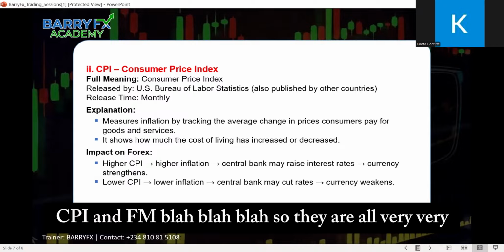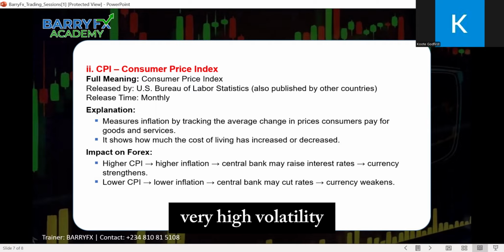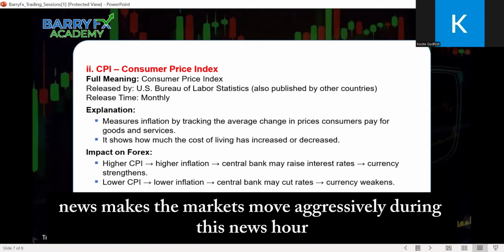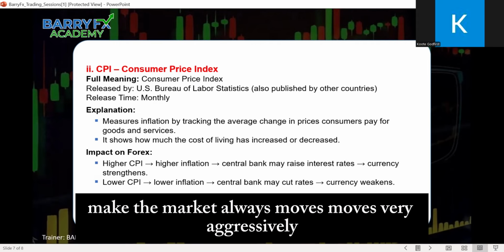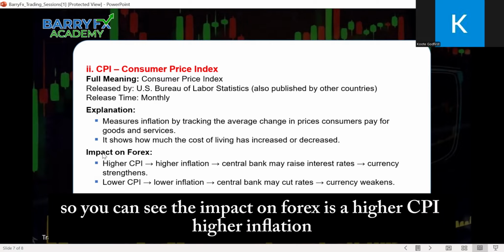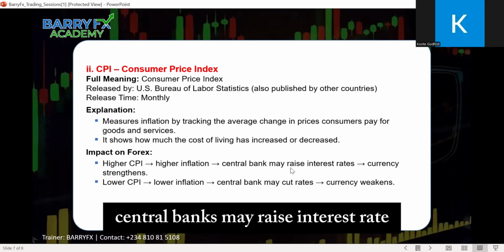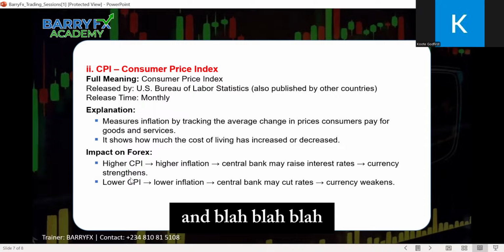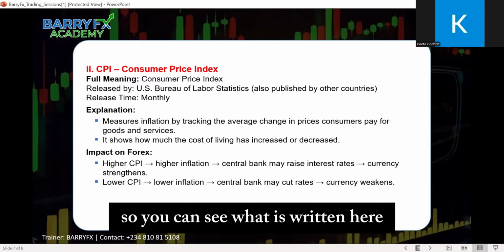They are all very impactful. They are very high volatility news. It makes the markets move aggressively during this news hour. So you can see the impact on Forex: a higher CPI means higher inflation. Central banks may raise interest rates, and the currency strengthens. So you can see what is written here.